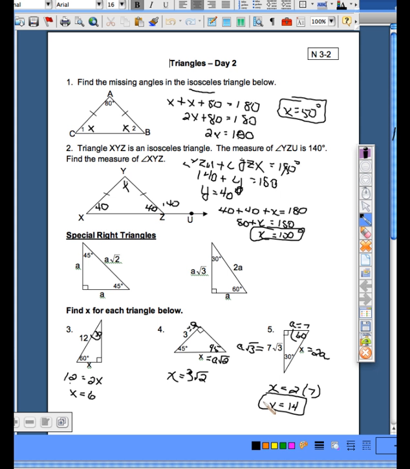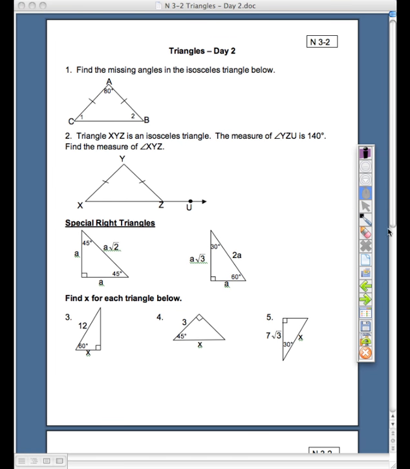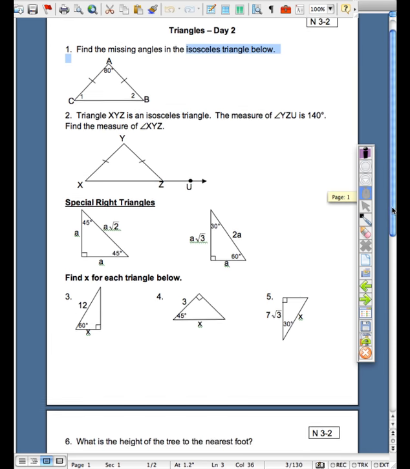So we're going to move on to the next page. Some word problems, or application problems, using triangles. Pull this up.